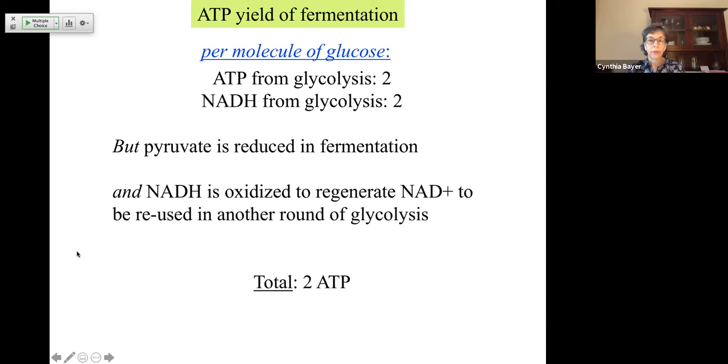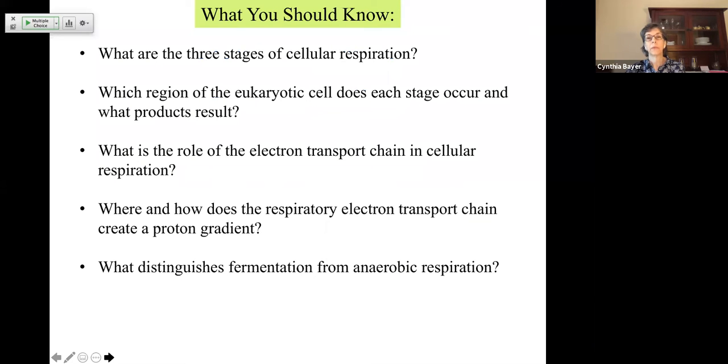So let's remind ourselves of a couple of features of this process of respiration. In aerobic respiration, this is the reminder of what you should know. Overall cellular respiration, aerobic respiration, how would we divide it into 3 stages? What's going on in each of those stages? Glycolysis, citric acid cycle, oxidative phosphorylation. Where do all of those processes occur? What's the input? What's the output of each of those processes?